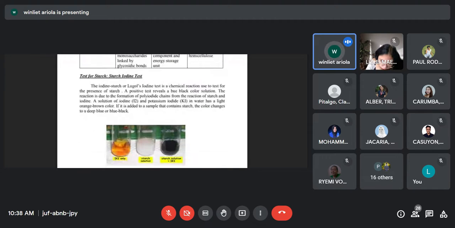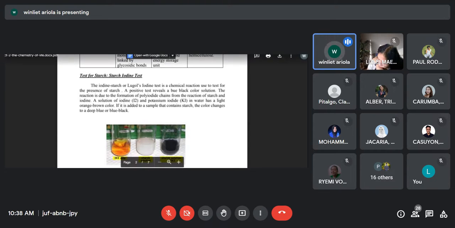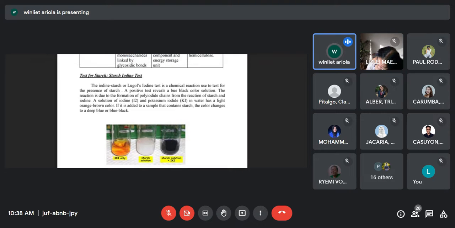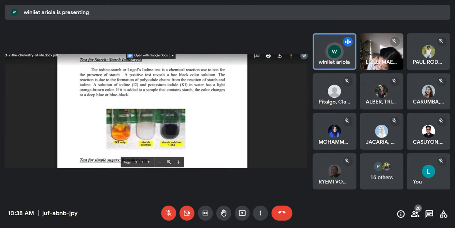Okay, so next we'll go with the different indicators, no? Test for starch. We call it the starch iodine test or Lugol's iodine test. In this part, I want you to memorize and to understand the different macromolecules, the different tests, the positive and the negative. For starch, the test is Lugol's iodine test, and then the positive is a color.